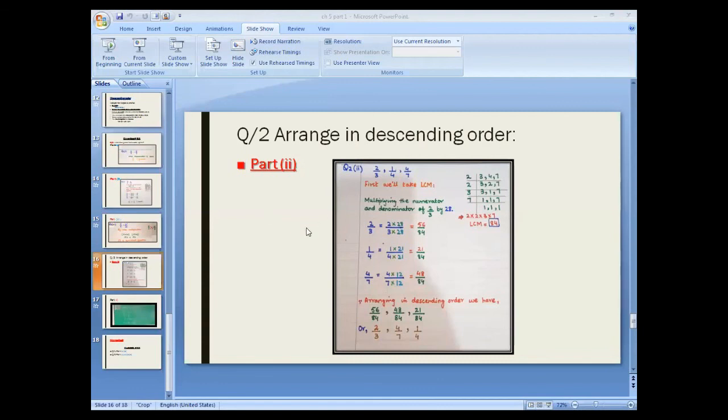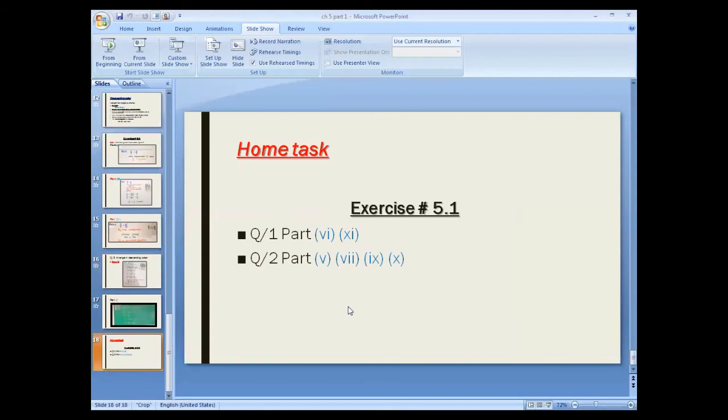Okay. First, I would like to share the home task which you have to do in your fair copy. Take a screenshot if you are using mobile, and if you are using a computer, you can also take a screenshot. So, what is your home task? Exercise 5.1. Question number 1, you have to do two parts in your fair copy, that is question number 6 and question number 11. From question number 1, parts 6 and 11, you have to do in your fair copy. And question number 2, parts 5, 7, 9 and 10, you have to do in your fair copy. So this is your home task.